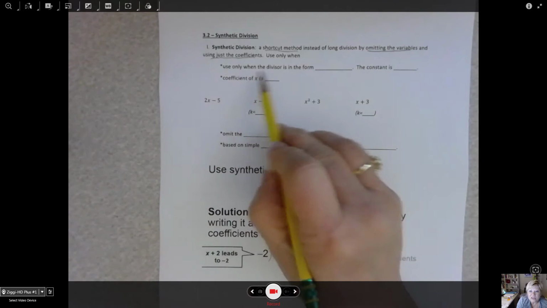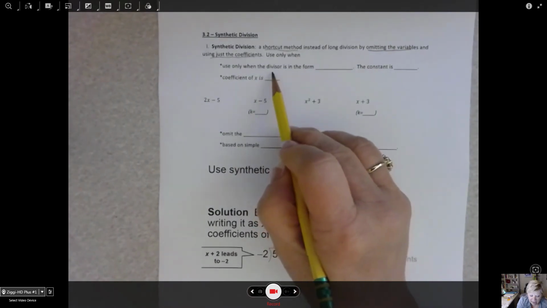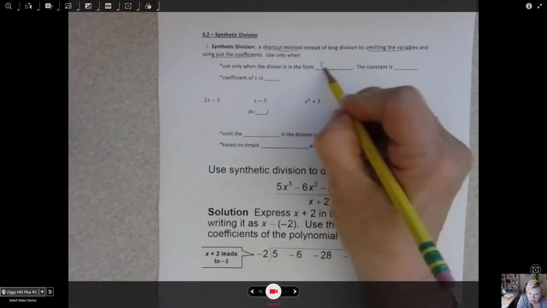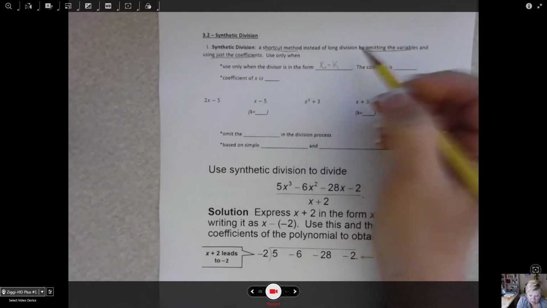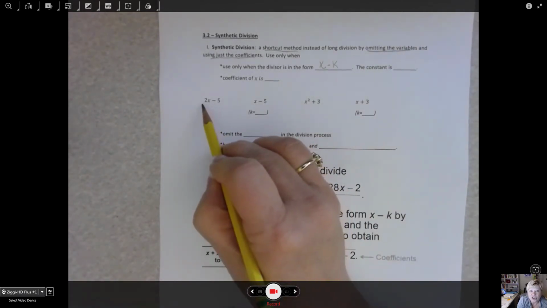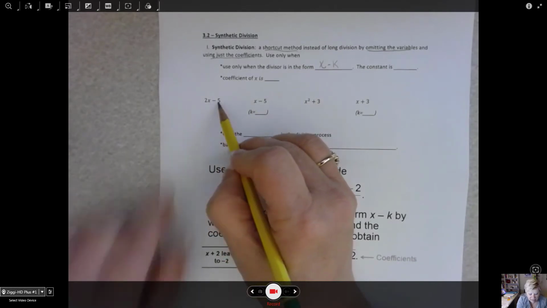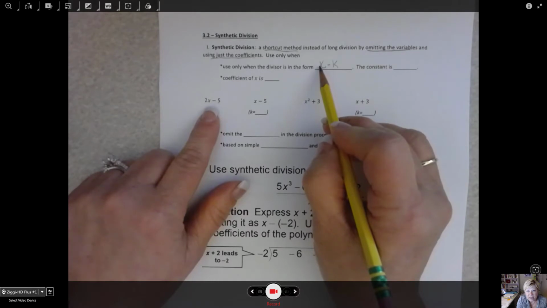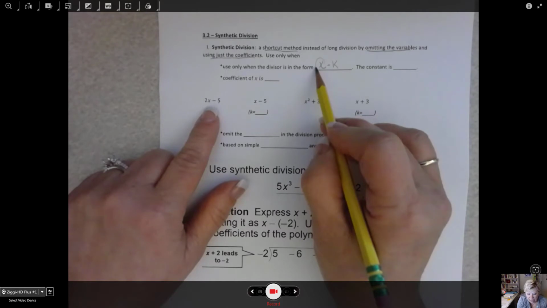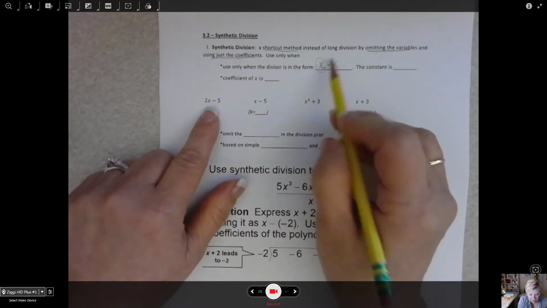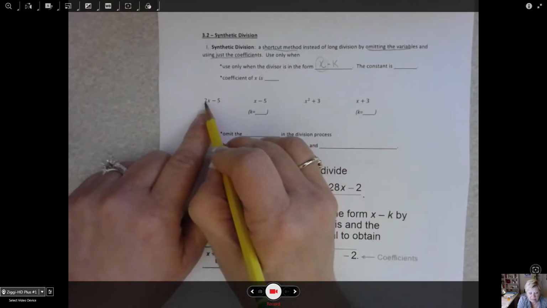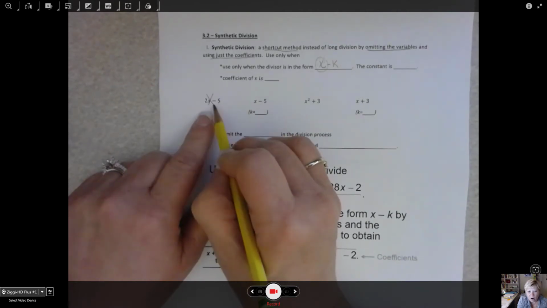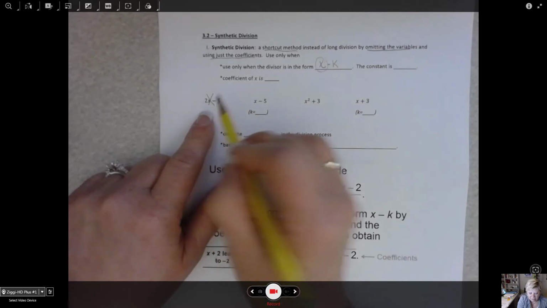The divisor, there is a condition. It has to be in the form of x minus k. So down here, the 2x minus 5, that's not in this form, x minus k. This right here has 1x to the first power. Literally, that is how it has to be. Here, the problem is this 2. So that would not work. We couldn't use synthetic division with a divisor like that.